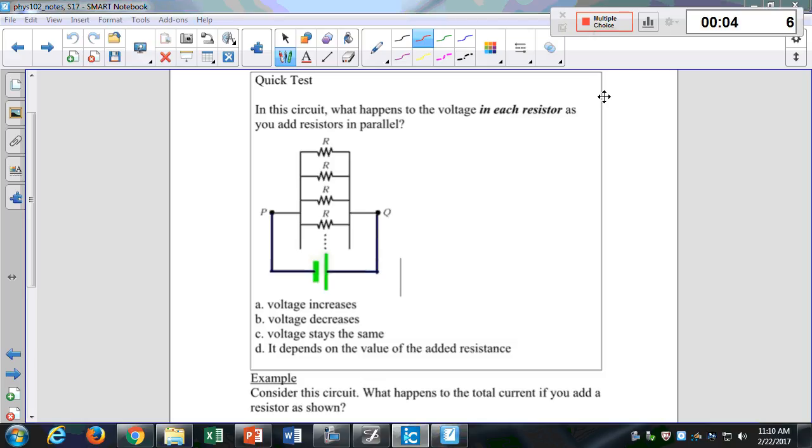Okay. Conference. All right, so let's try this question right here. In this circuit, what happens to the voltage in each resistor as you add resistors in parallel? So we had this before, but it's asking a slightly different question. If I add more resistors in parallel, how does it affect the voltage in the resistors that are already there? Does that voltage increase, decrease, stay the same, or does it depend on the value of the resistor that you add?